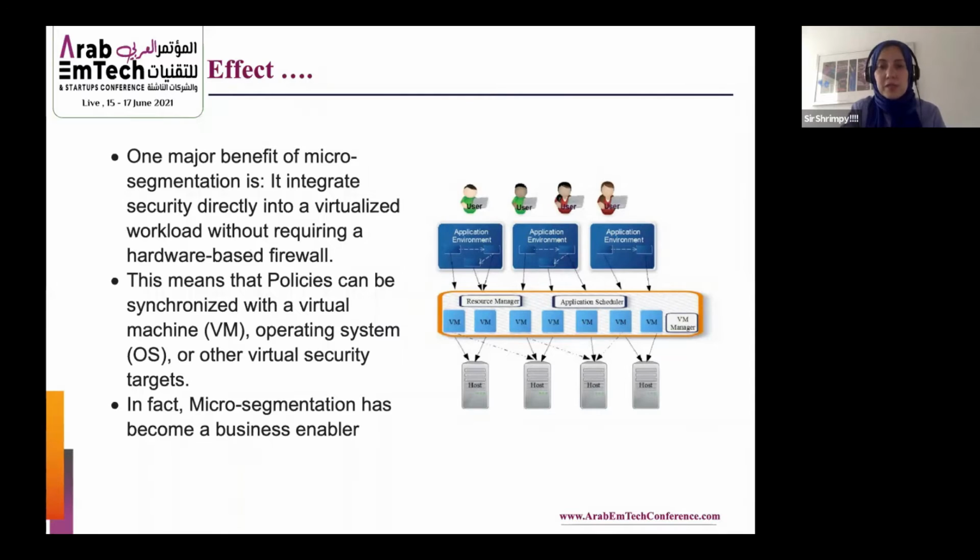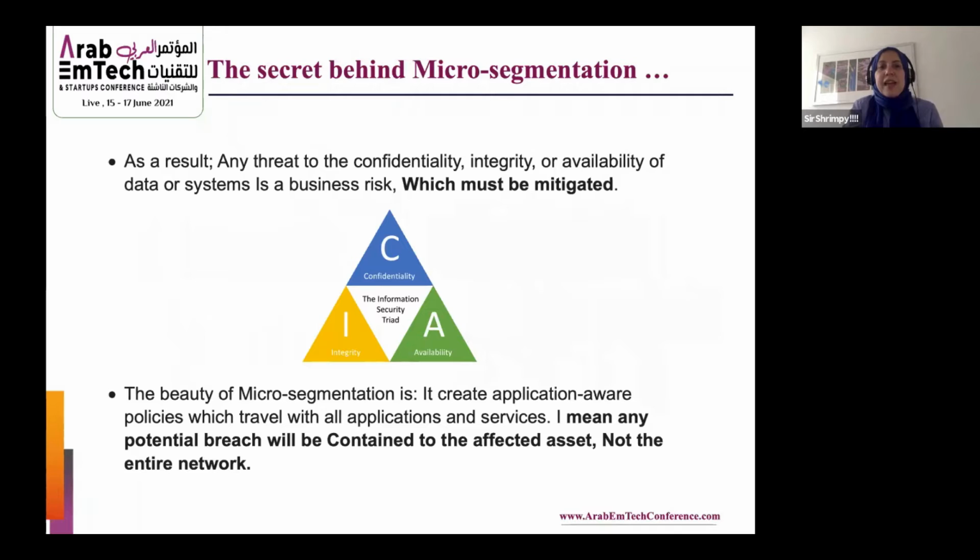That means that the policies we are creating can be synchronized with the virtual machines, VMs, operating systems, or other virtual security targets. In fact, microsegmentation has become a business enabler. As a result, any threat to the confidentiality, integrity, or availability of the data or the system is a business risk, which must be mitigated indeed. The beauty of microsegmentation is that it creates application-aware policies which travel with the application and services. I mean, a potential breach will be contained to that affected asset only, not the entire network.